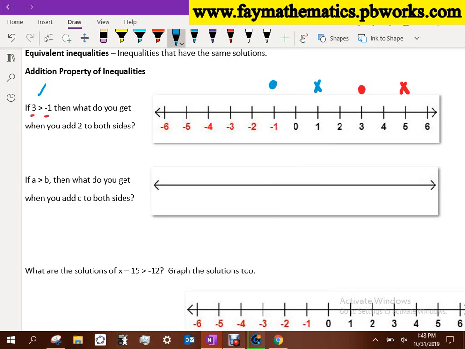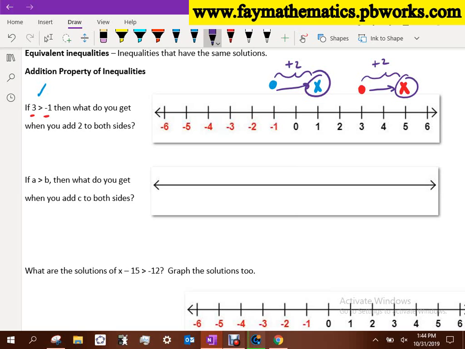So when I take -1, and I add to it 2, it moves to right there. But when I take +3 and add 2 to it, and it moves right there, that is still bigger than that. Okay? And that's the addition property of inequalities that allows us, when we're solving an inequality, to be able to add the same thing to both sides, or ultimately subtract the same thing from both sides.